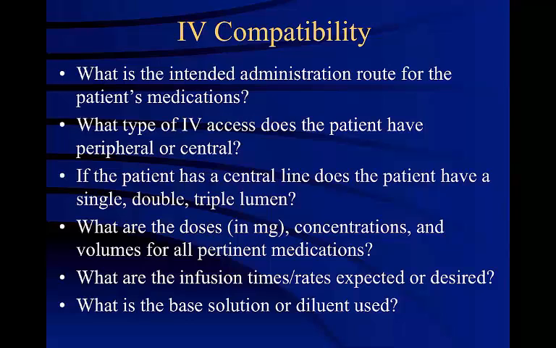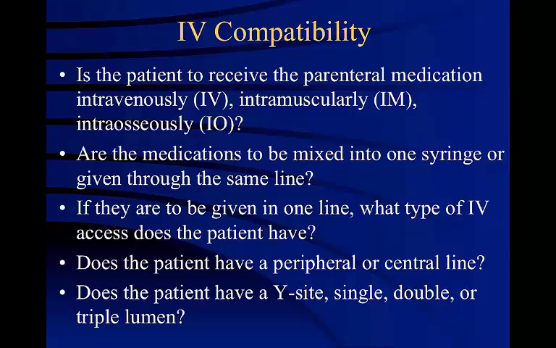When answering a question about IV compatibility, you need to determine exactly how the IV medications will be administered, the diluent, the concentration, and other available administration routes. Questions to ask include, what is the intended administration route for the patient's medications? What type of IV access does the patient have, peripheral or central? Is the patient on a central line? Does the patient have a single, double, or triple lumen? What are the doses, concentrations, and volumes for all pertinent medications? What are the infusion times, rates expected or desired? What is the base solution or diluent used?